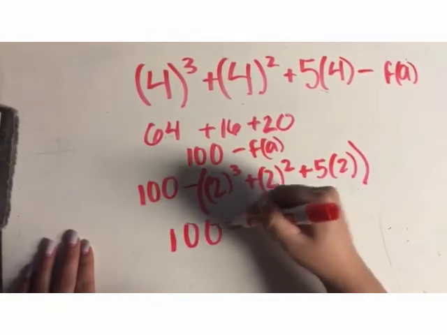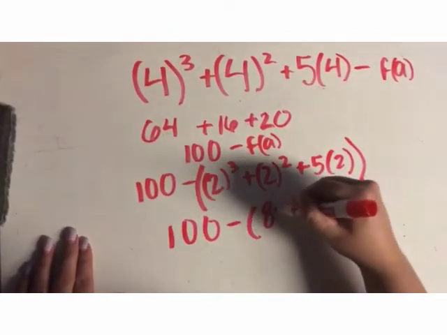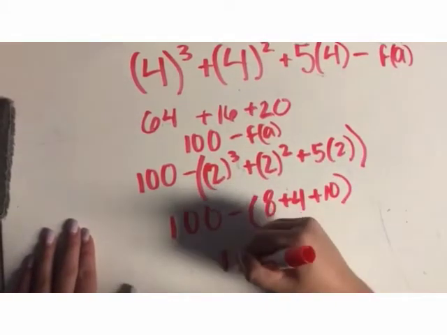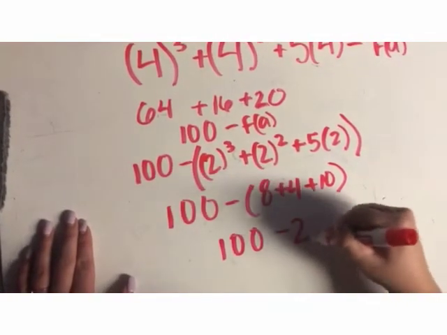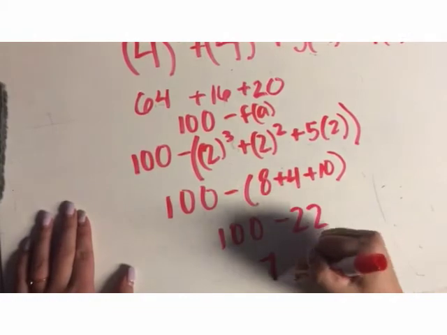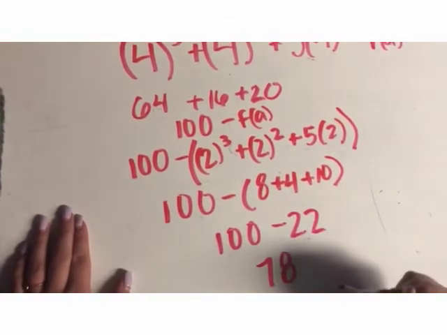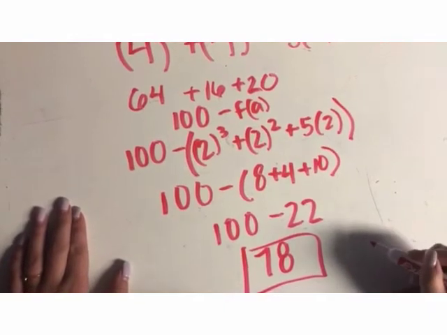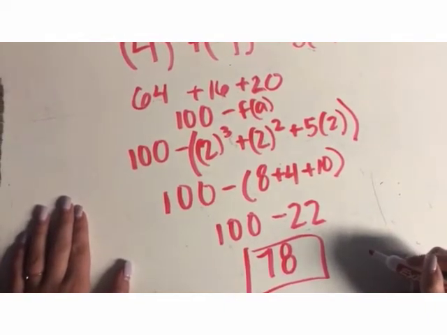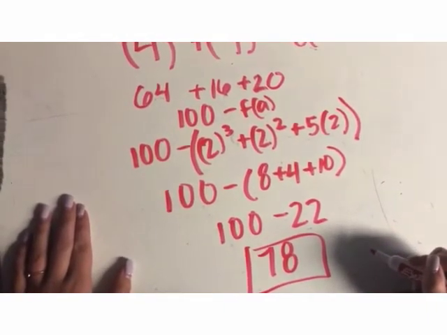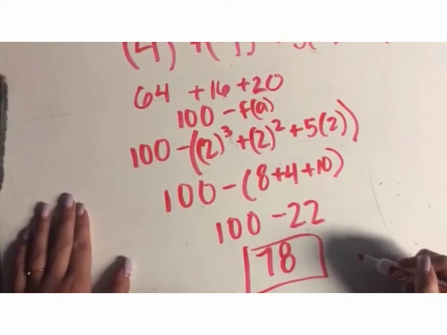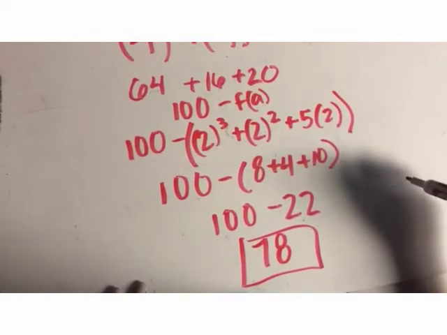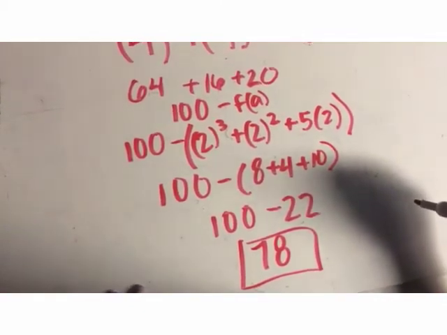We then get 100 minus 8 plus 4 plus 10, which is 100 minus 22, giving us the definite integral of 78. We don't need to include c in our answer since the constants cancel out when we subtract. Therefore, 78 is our final answer, which means the area under the curve from 2 to 4 is 78 units.